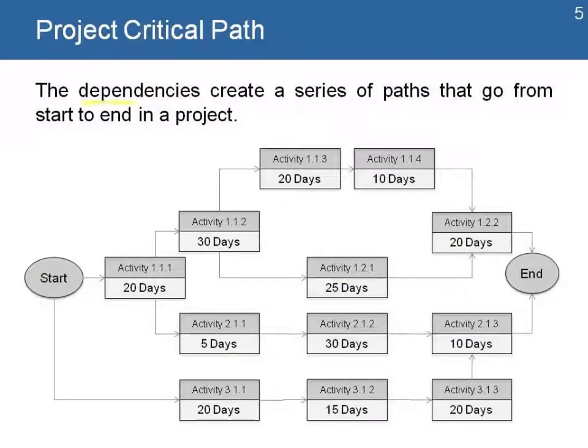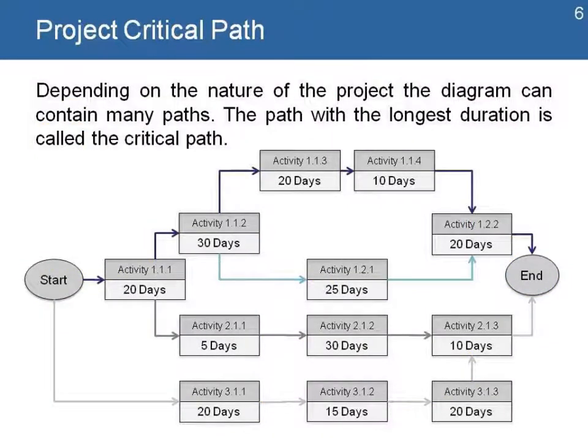The dependencies create a series of paths that go from start to end in the project. So once I complete my project and I start diagramming all the activities and all the dependencies, I end up with this interesting diagram of my project, the project network diagram. From start to end, I have all these different paths that lead to the completion of my project. These are created by the level of dependency each one of the activities has with each other, from the start to the end of the project. So I create all the different paths in my project.